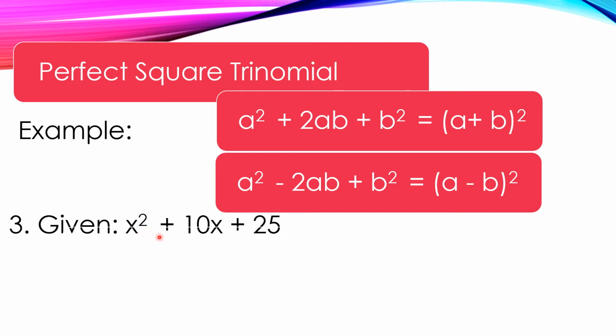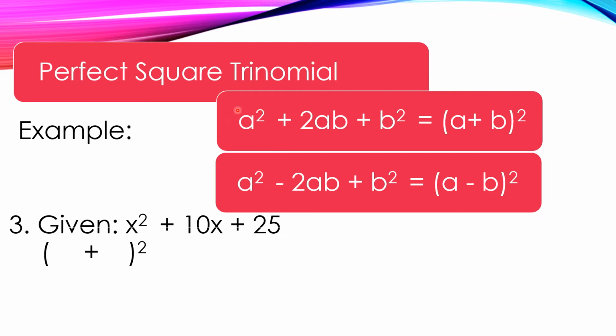So in this example, this is a perfect square trinomial. First, we draw one parenthesis with an exponent of 2, or in the second power. Since the sign of the middle term is positive, the sign between the two terms is addition, so we're going to use the first pattern.